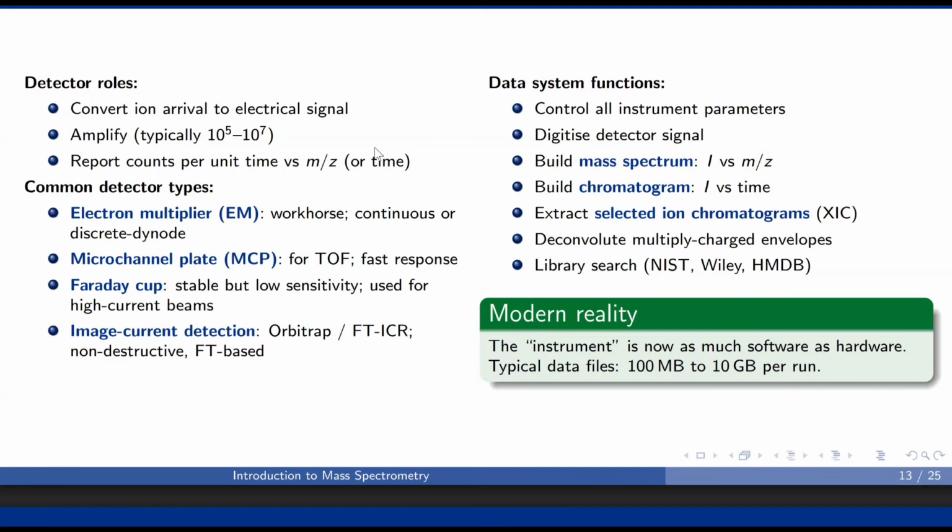Module 5 is essentially a computer, but it's worth appreciating that a modern mass spectrometer is as much software as hardware. The data system controls every single parameter of the instrument, digitizes the detector signal at up to 1 gigahertz, builds the mass spectrum, builds the chromatogram, runs library searches against databases of tens of thousands of reference spectra, and deconvolutes multiply charged envelopes to give protein masses. In practice, a modern LC-MS run generates anywhere from 100 megabytes to several gigabytes of data. Learning to work with this data is a significant part of the skill set for an MS-based analytical chemist.